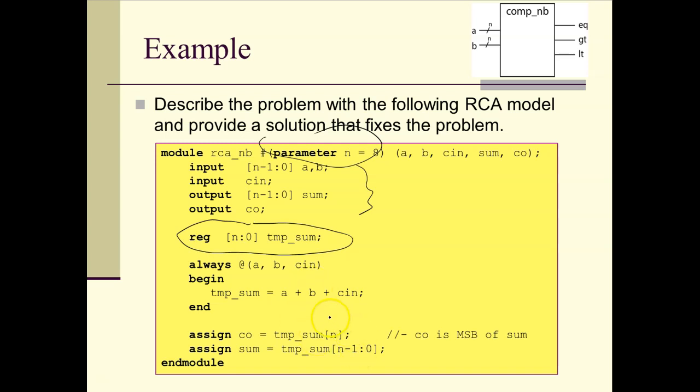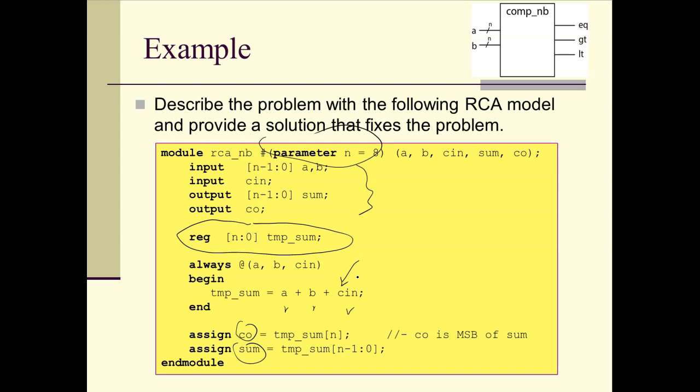What I'm going to do later is divide this temp sum up into the carryout and the sum, but I'm going to do that after I execute this expression within the procedural block, which is the always block. So what this is doing is adding a plus b plus c. It looks good. Everything looks happy with this, but there is a problem.